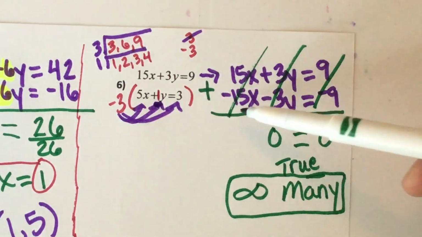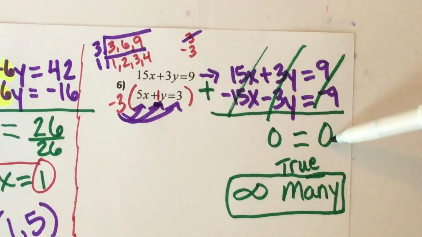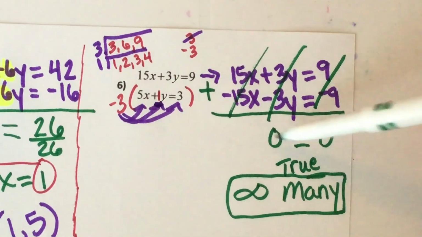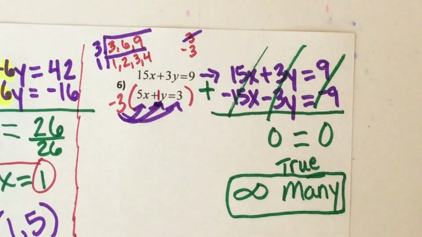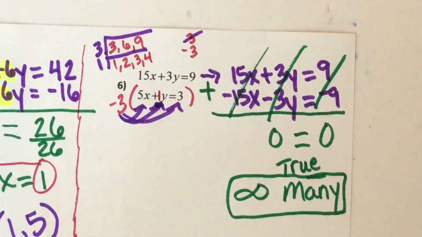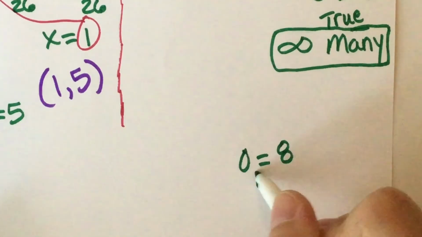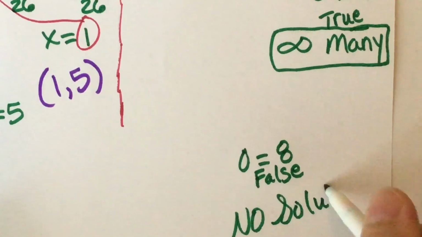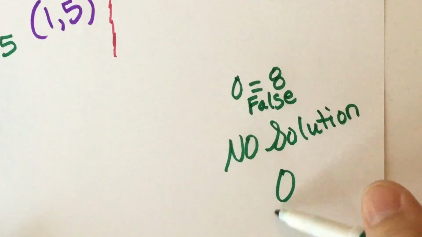And so if these had zeroed out, leaving 0, but this side would have made something different, like 8. Let's say it said 0 equals 8. Then that would be false and you would write no solution. So if it's a true statement, infinitely many, but if it's a false statement, like 0 equals 8, then you would write no solution. Or you can remember the symbol for no solution, which is a 0 with a slash through it.